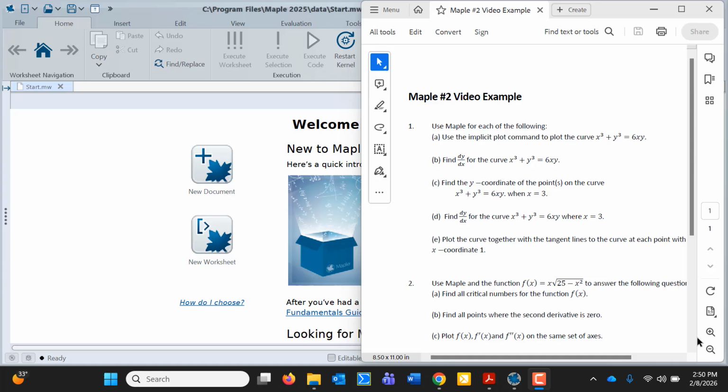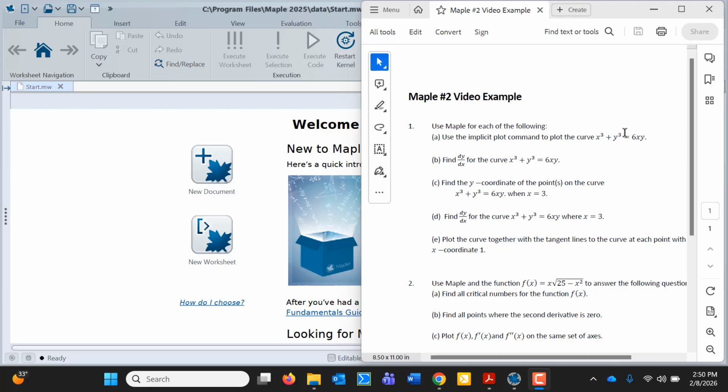So the first problem that we're going to start with requires using implicit differentiation and plotting implicit curves. So this relation x cubed plus y cubed equals 6xy, it's not written as a function like f of x equals something only in terms of x's. It's got those x's and y's mixed together, so that's making it implicit.